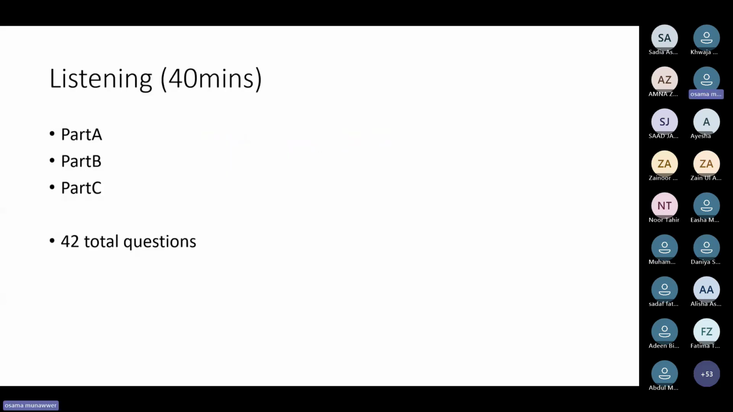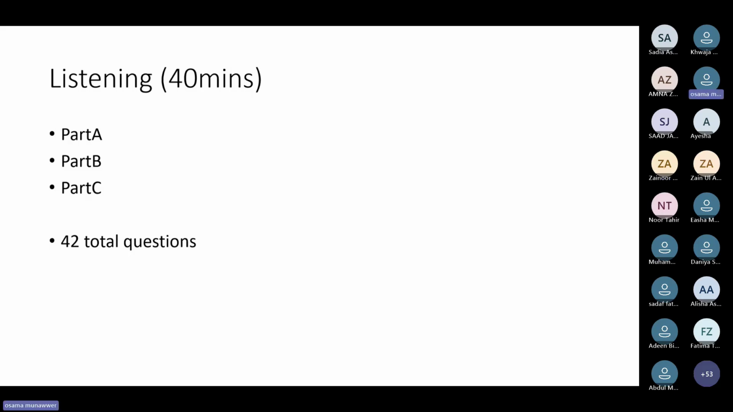Coming to listening. Listening, I would say, is still a rather easier component. Part C might be a bit tricky for some people, but it's still not as tricky as reading Part C. I just wanted to confirm, I am audible, right? Because I was having issues earlier. Yes, you are audible. Okay, perfect.